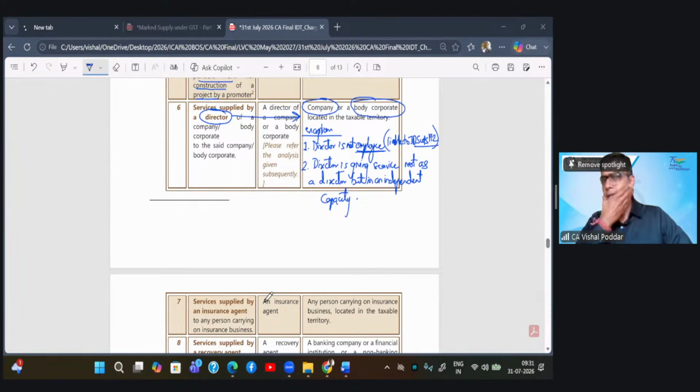Yes, Kanaya, you are right. So wherever I am an independent director and you are giving me my director's remuneration, not salary and not professional fees, that is only what is covered under RCM.